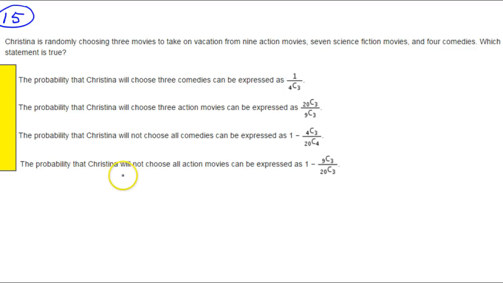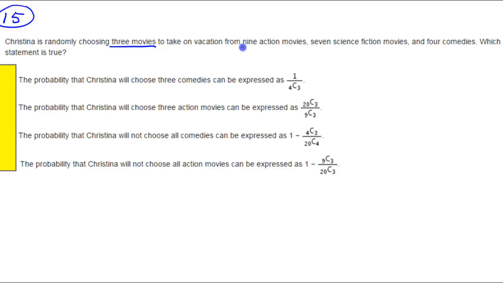Christina is randomly choosing 3 movies to take on vacation from the 9 action movies, 7 science fiction movies, and 4 comedies. Which statement is true? She's choosing 3 movies.